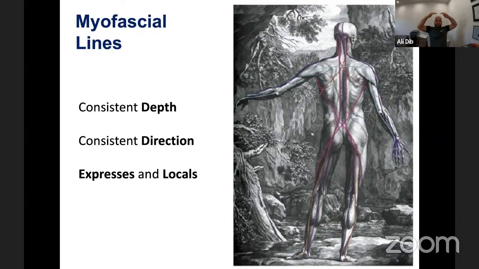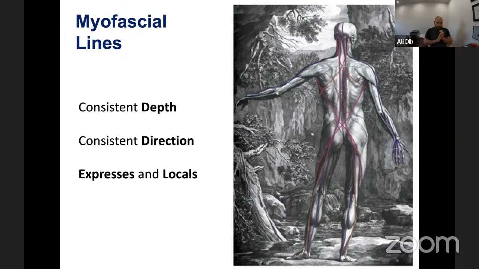So what this also means is that we have different layers of myofascial lines too. So we have a superficial back line. We also have a superficial front line, but we have a deep front line as well. So depth really matters with myofascial lines, and going from a superficial point to a deep point usually disconnects them.